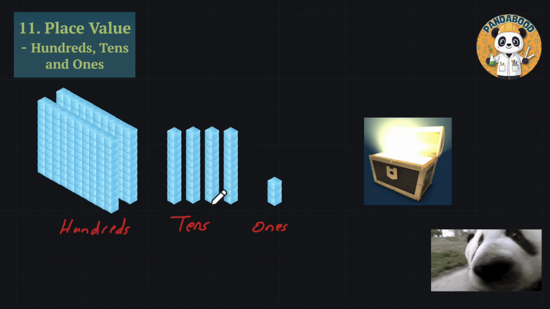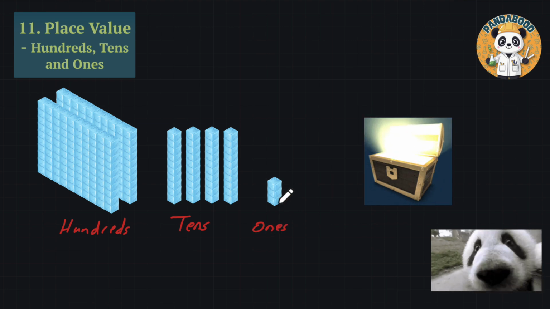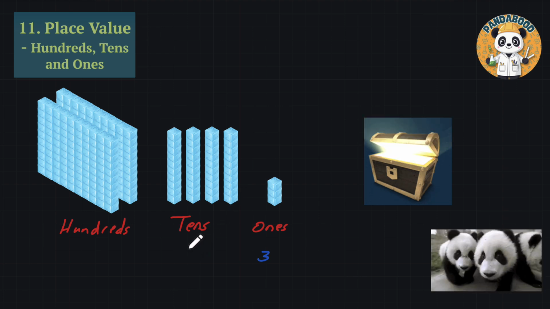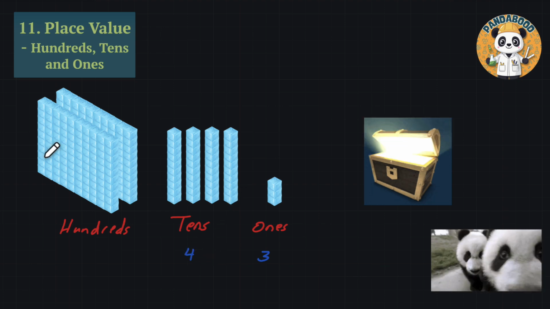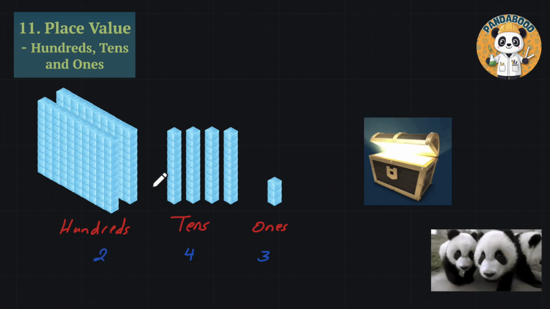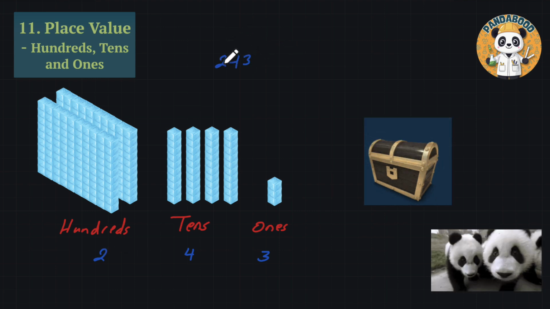Now all you need to do to know this number is to write how many ones do you see? 1, 2, 3, so we have 3 in the ones. How many tens? 1, 2, 3, 4, that means 4 tens. How many groups of hundreds? We have 1, 2, so 2 hundreds. So this number is 243. So again, ones, tens and hundreds.